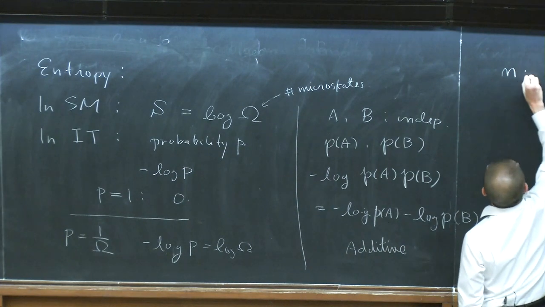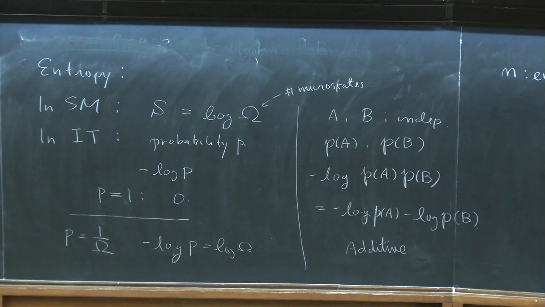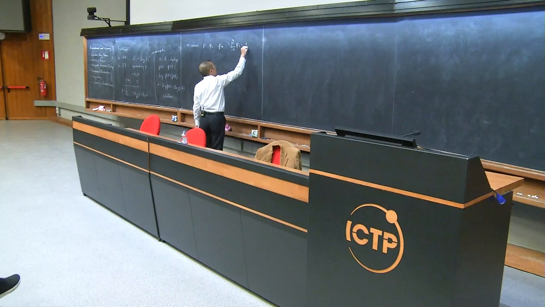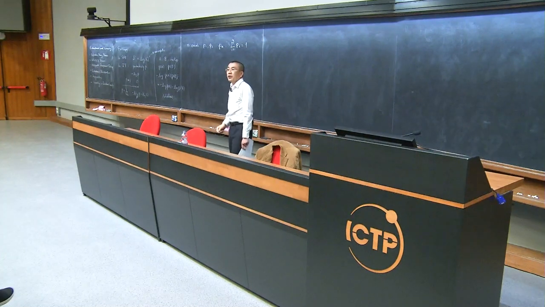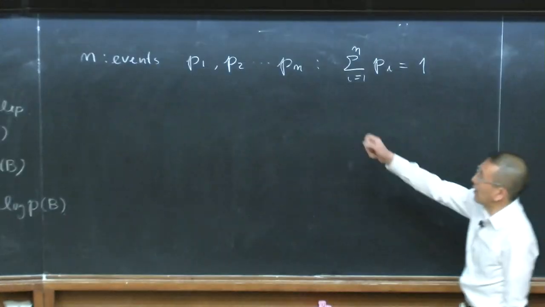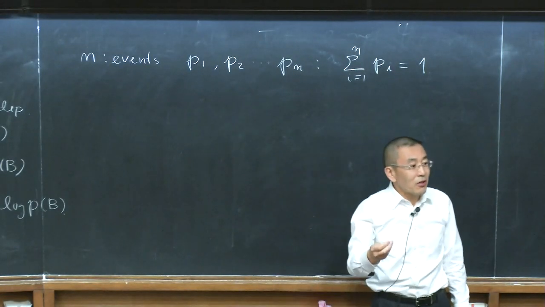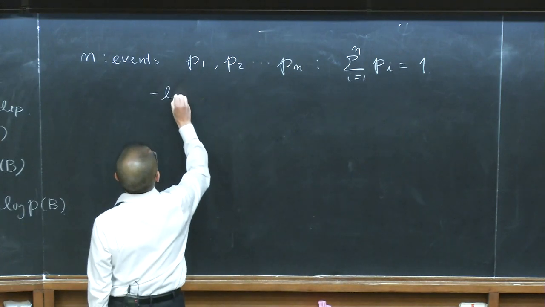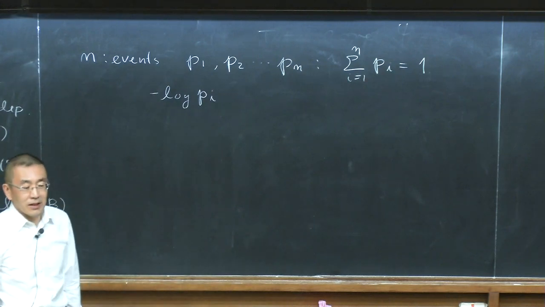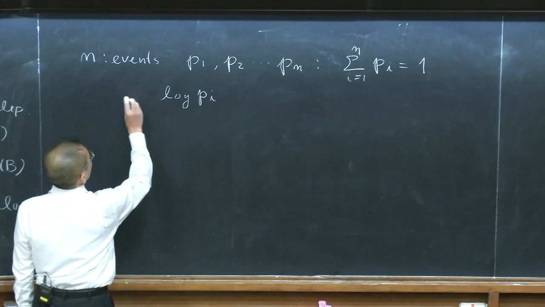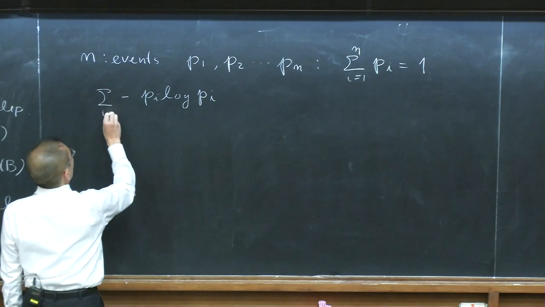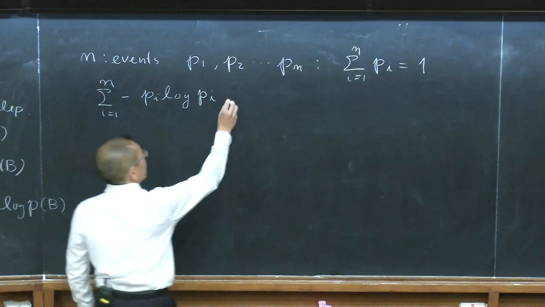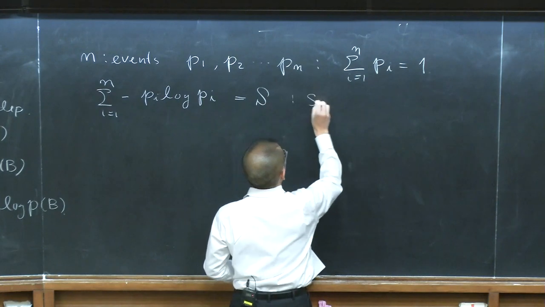Now, suppose you have n events that are mutually exclusive with probabilities p1, p2, ..., pn in such a way that they sum up to 1. Then you can ask, well, we are going to do some experiment to find out which one of these n things happens, but we don't know yet. So what is the expected amount of information you gain by doing that? Well, the amount of information that you gain by seeing that event i happen is minus log p_i. So the expectation value would be the sum of all of these. This is denoted S and is called the Shannon entropy.